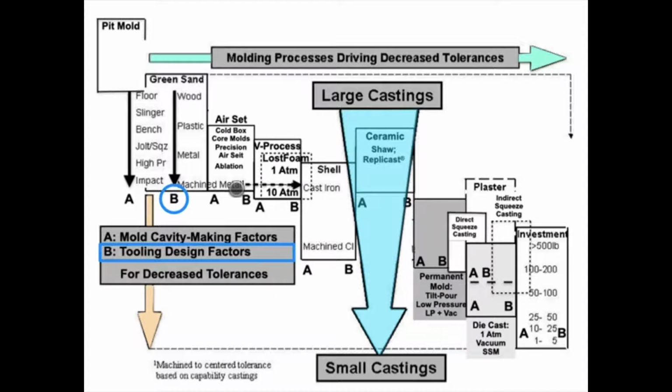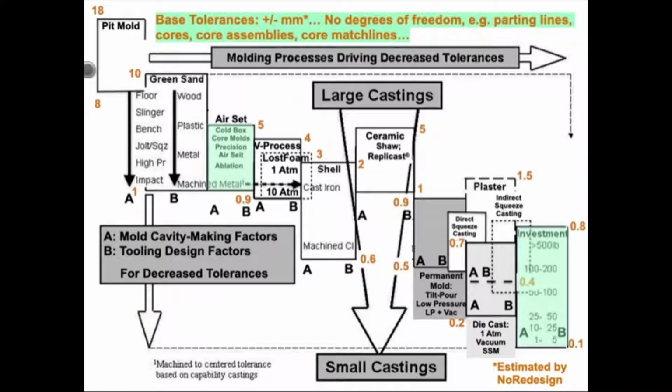Next, let's look at the dimensional tolerance data for all the processes, but focusing on air set sand and investment molds. So here it is. The orange numbers at the tops and bottoms of the mold process rectangles, for example these for green sand, are in millimeters. So to get specific for our low volume legacy castings, let's look at the first green rectangle labeled air set. The number 5 at the top and at the coarse end and plus or minus 0.9 millimeters at the fine end is the best that can be done.